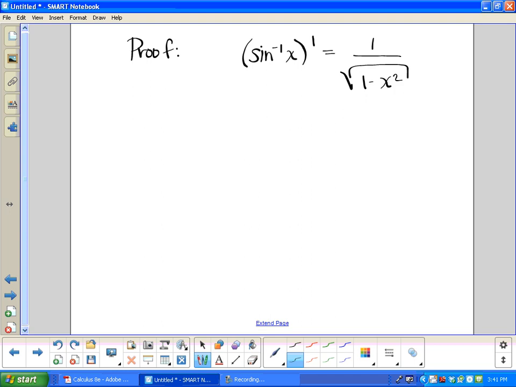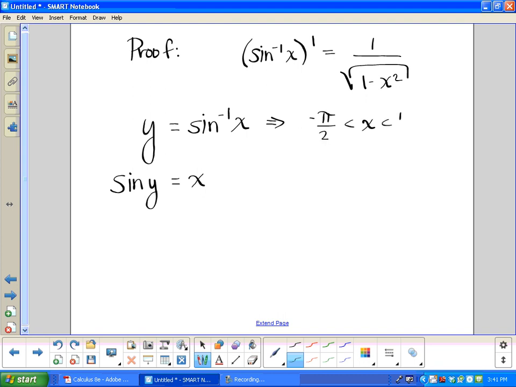So we're going to start with a function. We're going to let y equal sine inverse x. Now, we don't know anything about the derivative of sine inverse of x, but we know a lot about the derivative of sine. So I'm going to rewrite this as sine y is equal to x. I want to point out here, if you remember your rules about sine inverse, that it's only defined between negative pi over 2 and pi over 2. So just so you remember for later, we're going to need that in a little bit.